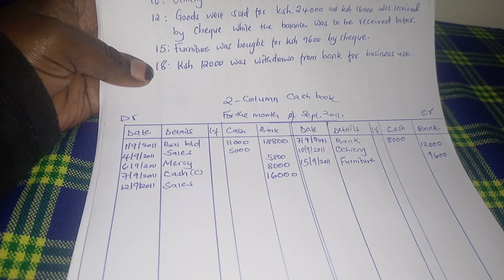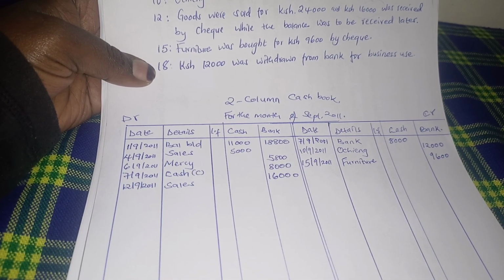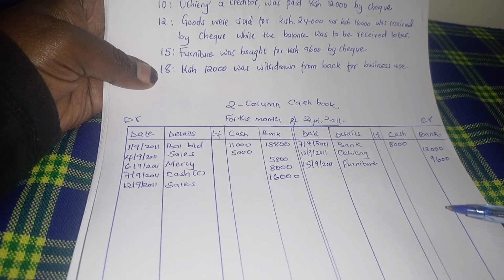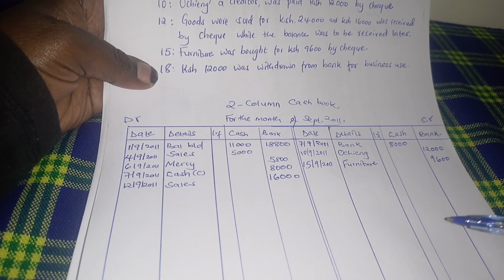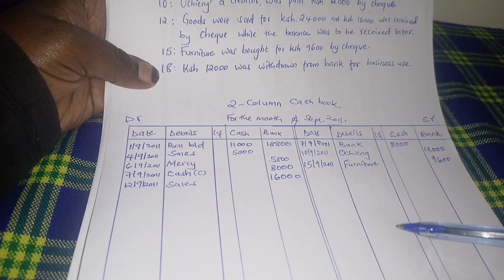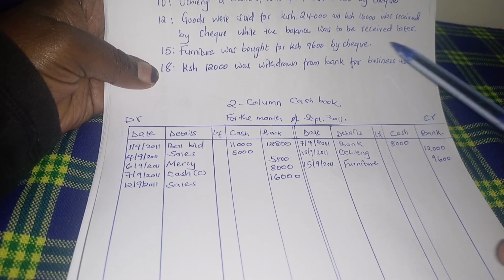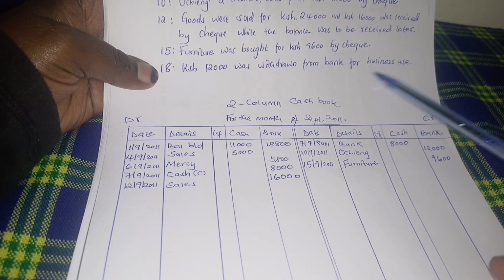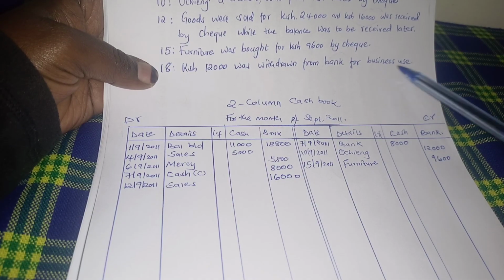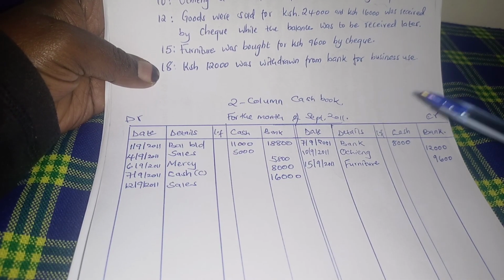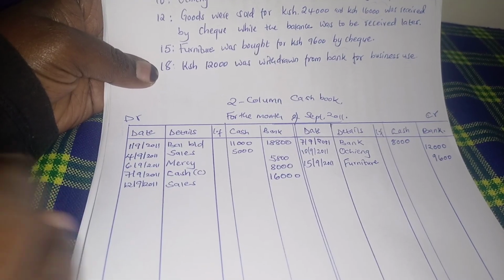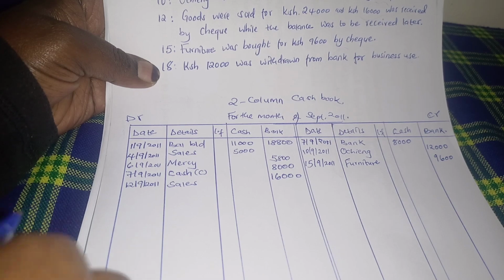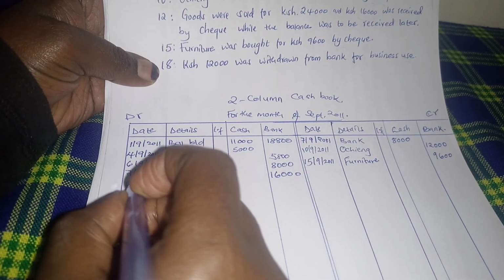And lastly, date 18, 12,000 Kenyan shillings was withdrawn from the bank for business use. Another contra entry. Why? Because money is reducing from the bank account and increasing in the cash till for business use. This means that this money was taken to the business cash till, and therefore we are going to record that same transaction twice, and that's why we have another contra entry.